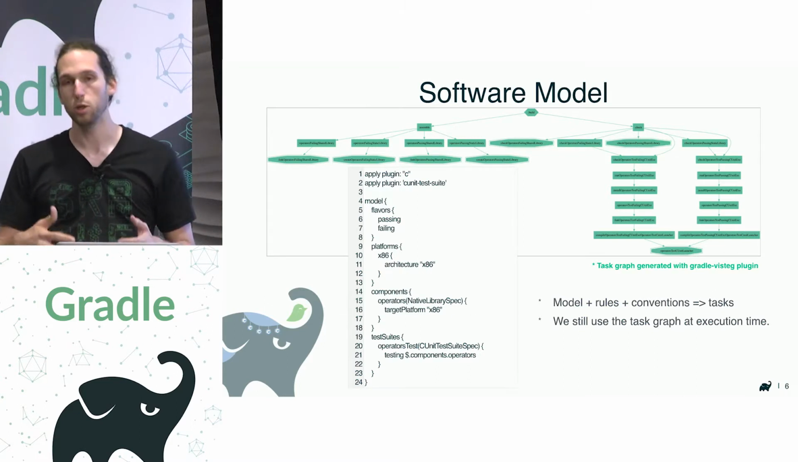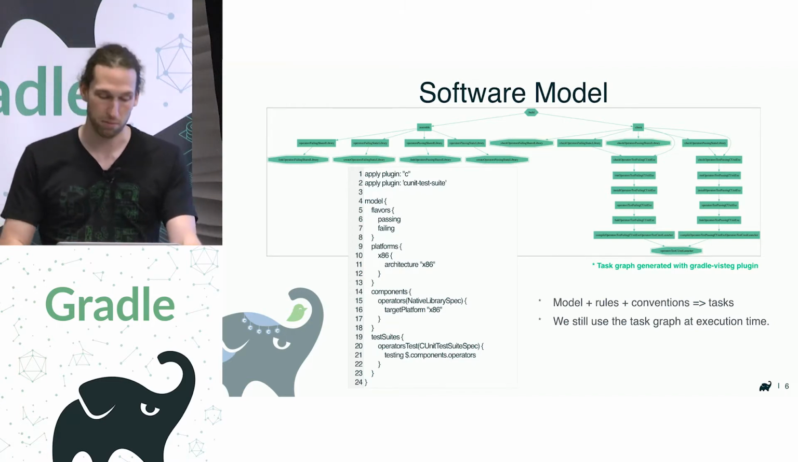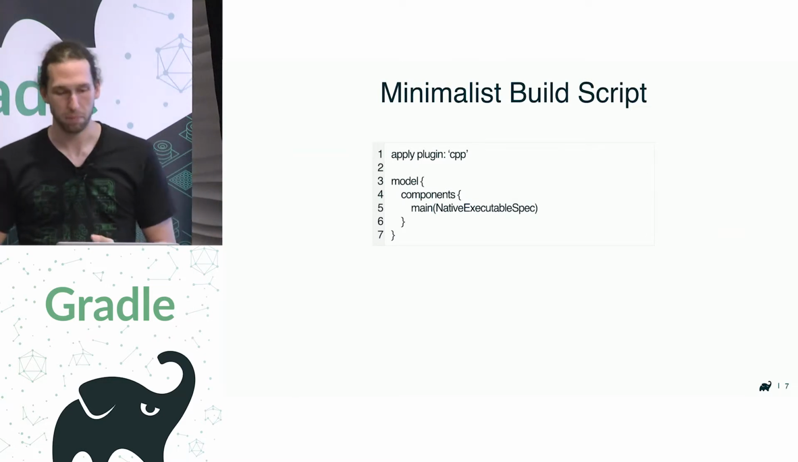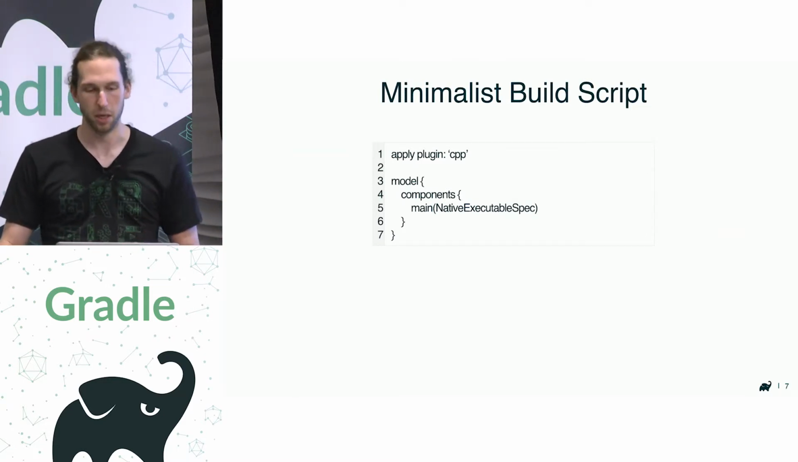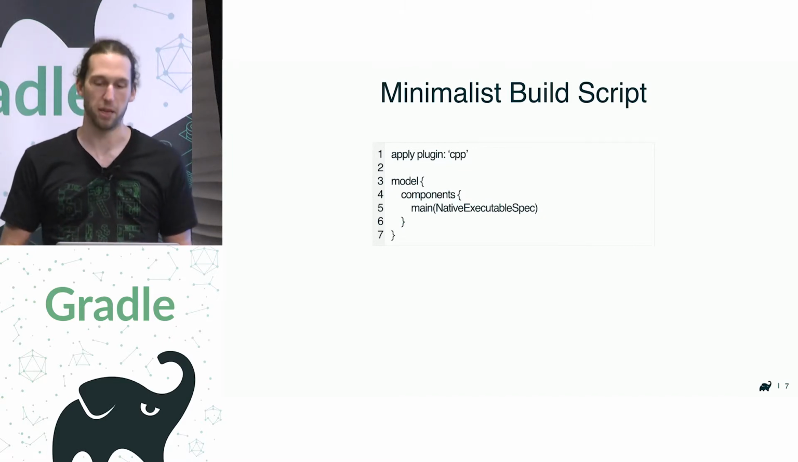In the end, we still use a task graph at execution time for driving the native build. So let's walk through a simple example, and we'll build on this one. Here's a minimal working C++ build script without any dependency.